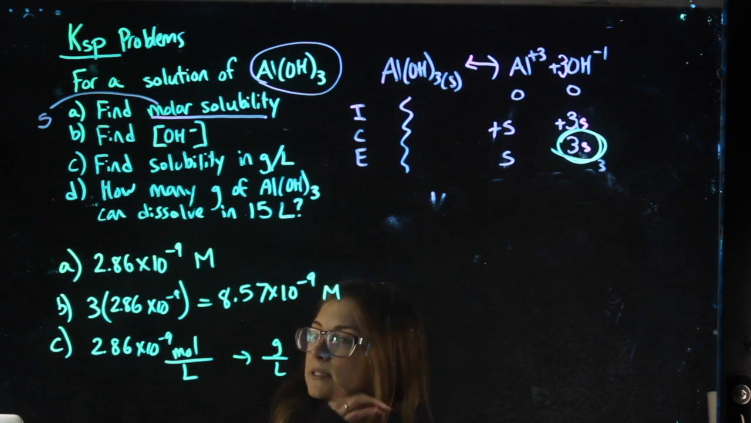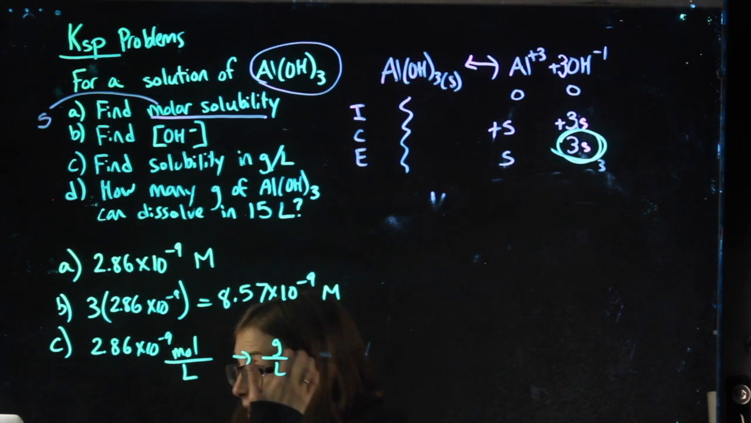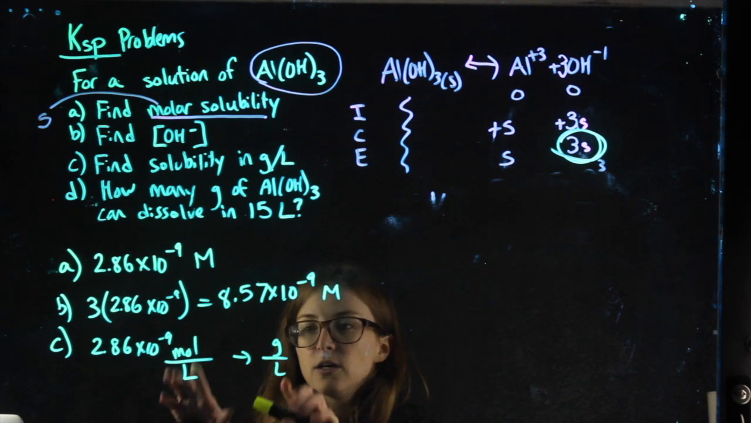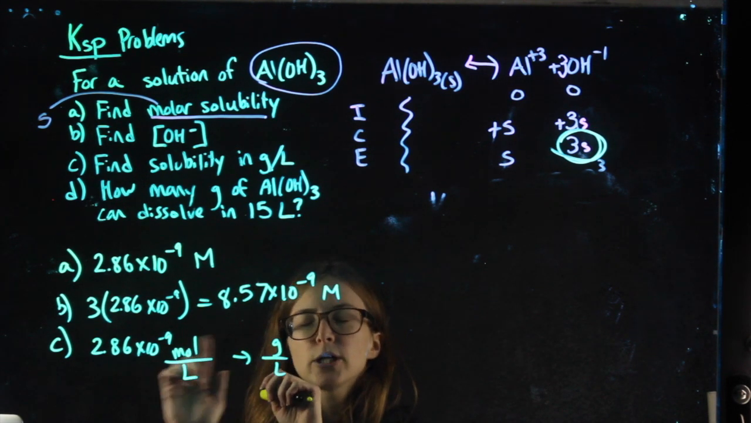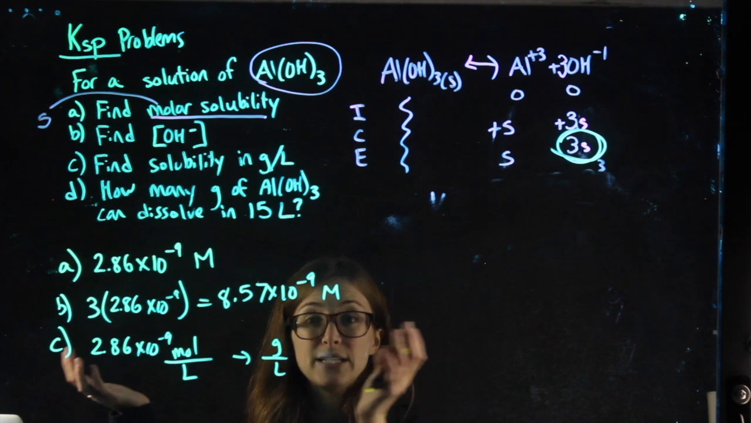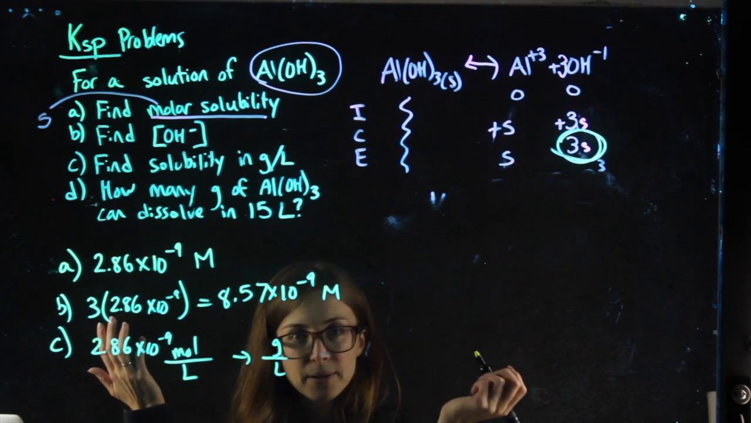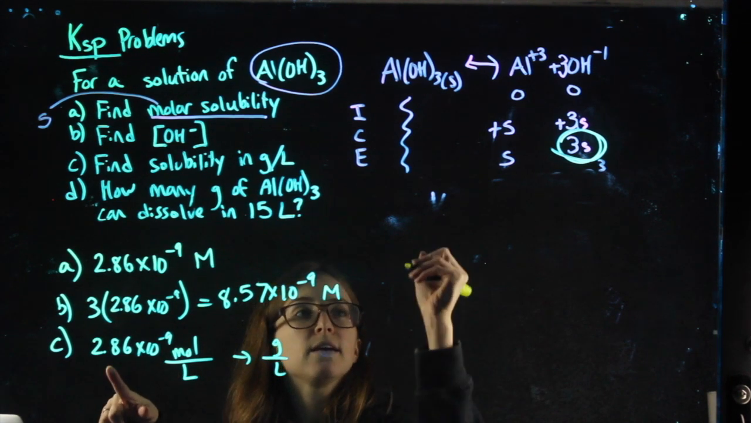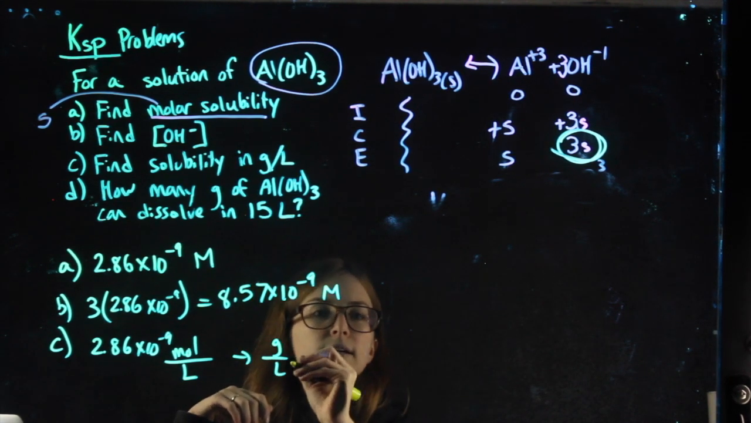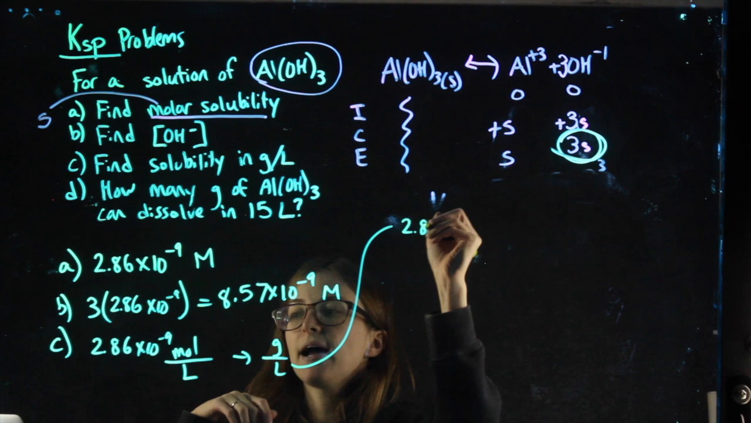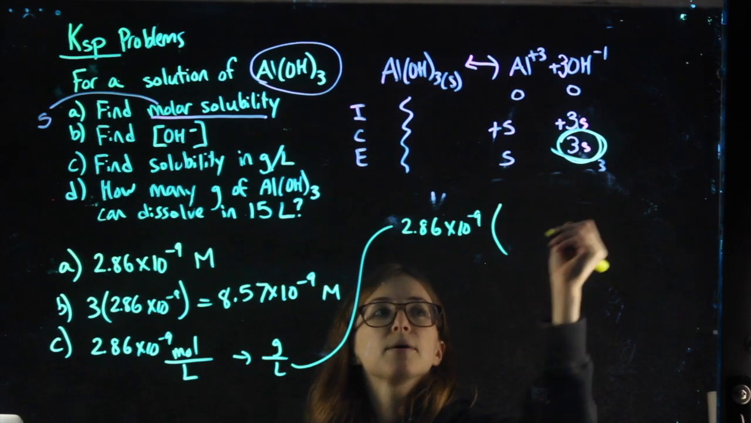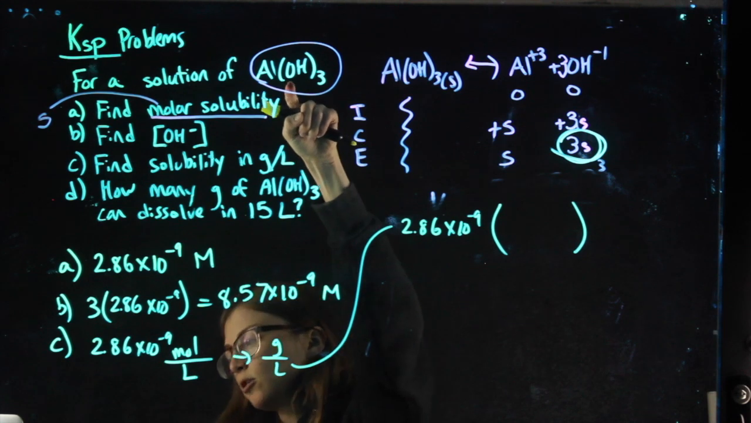Now, different people like looking at this different ways, but essentially, the per liter part isn't changing. So I just like to think about, I'm trying to go from moles to grams. How do I do that? Multiply by molecular weight. That's it. So for part C, I don't want to get cut off here. I'm going to take my S value, that's in moles per liter, and I'm going to multiply by the molecular weight of aluminum hydroxide.